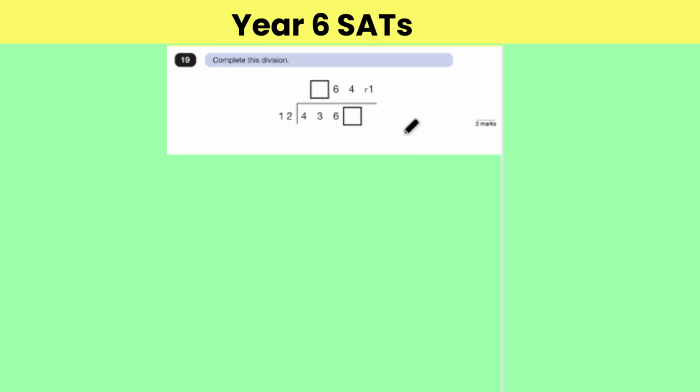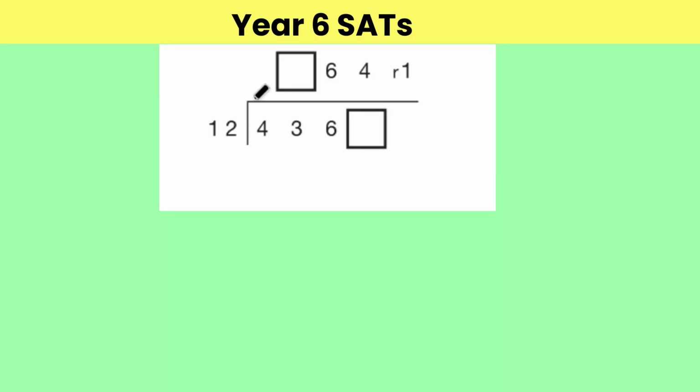Complete this division. So we have a division with part of our answer, and we just need to complete it. What we're going to do is start from the beginning and imagine that we did have the answers to this. I'm going to zoom in. So we can see 12 into 4 doesn't go, there's a gap here, so we're looking at 12 into 43. So just calculate that. How many times does 12 fit into 43? Well, it fits in 3 times.